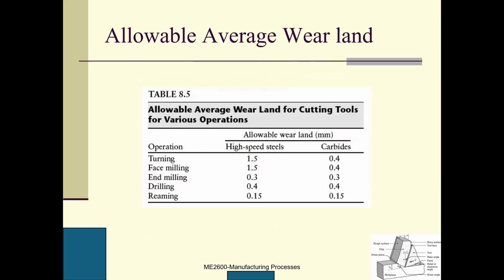So here are the allowable average wear bands. This is for the flank wear, right? So you should know that flank wear. If your cutting tool VB is higher than this value, you are required to change and use a new tool. So for turning, face milling, end milling, drilling, and reaming, and for different cutting tools, we have different wear lengths. Remember, this allowable average wear length is for the flank wear. Flank wear is on the flank surface.